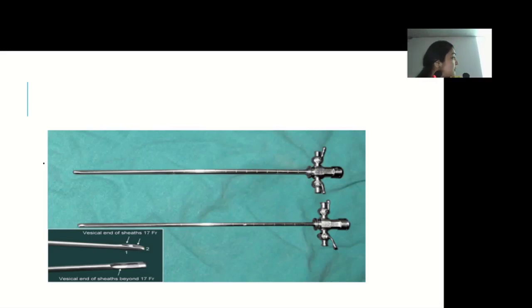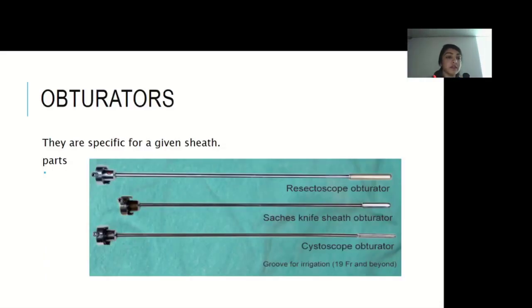This sheath is used for cystoscopy in females because of the shorter length. The female urethra cannot be dilated. If we insert a larger scope inside the female urethra, it will cause a leak of irrigating fluid, and the urethra will not be dilated. So we prefer to use these smaller FR sheaths in females.